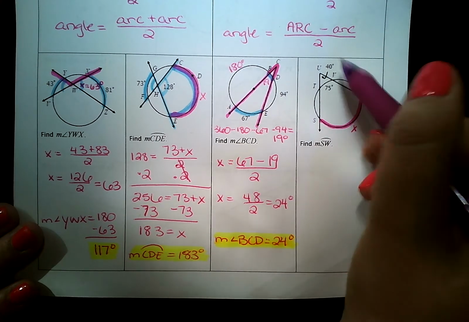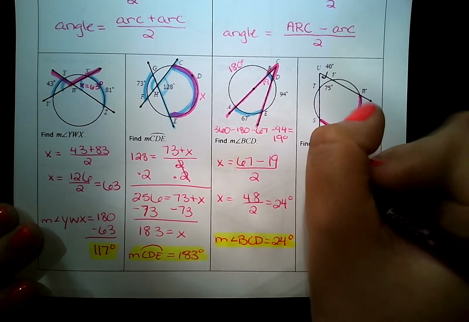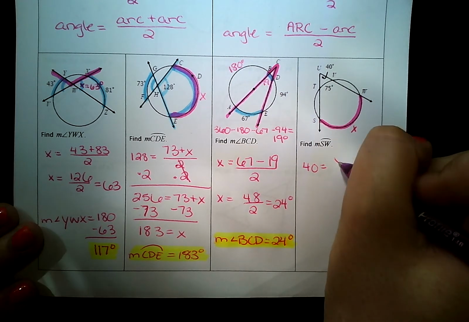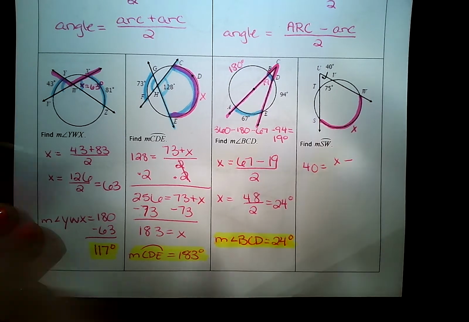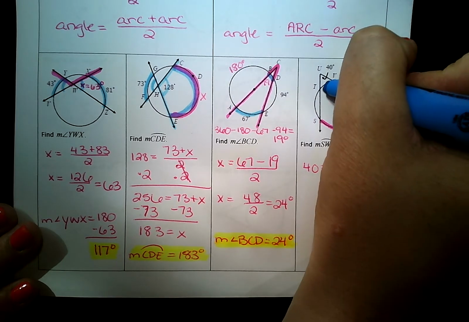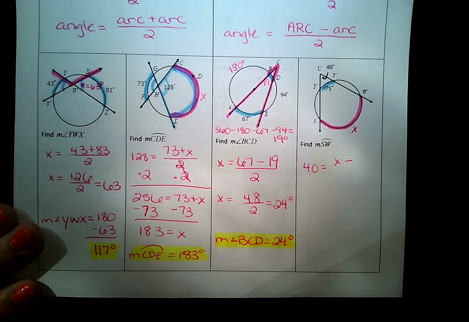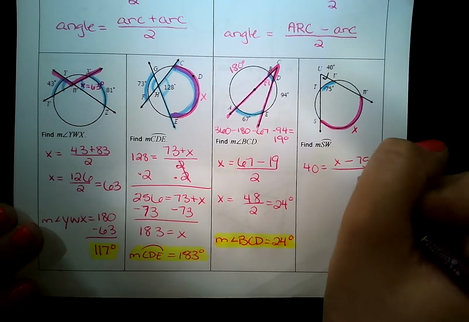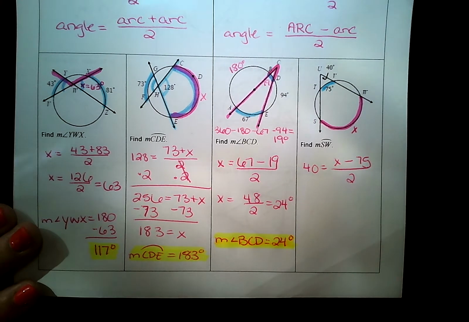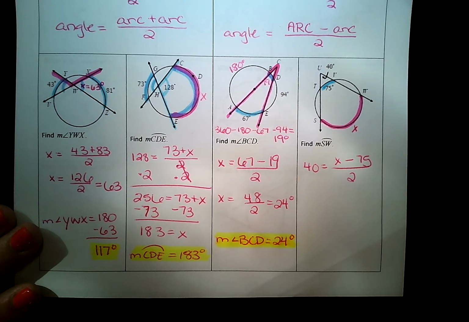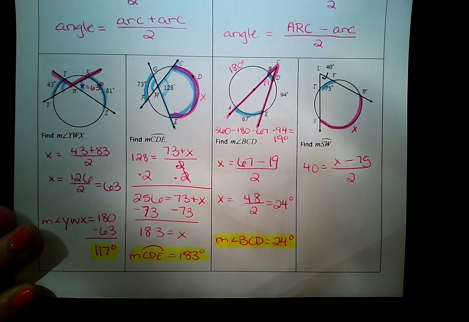The exterior angle is 40. The large arc is what's unknown. The small arc that goes with this set is the 75, the other intercepted arc, over 2. So I know my answer has to be greater than 75 if it's going to be the large arc. All right, so now we got to put our algebra skills to use.